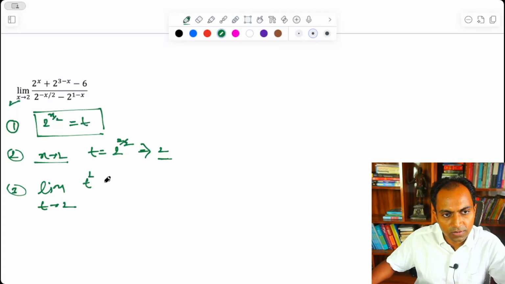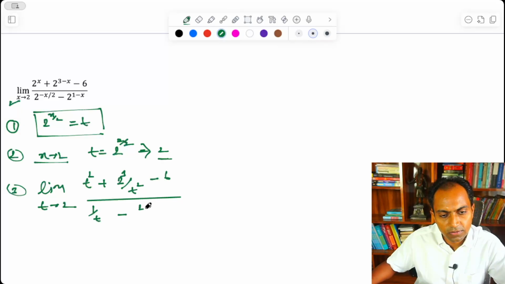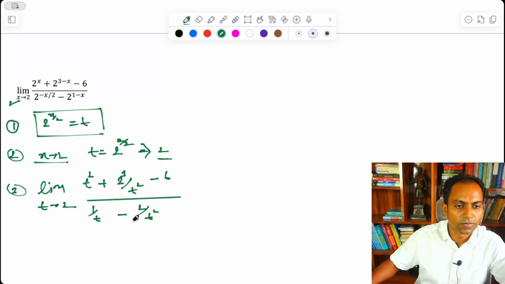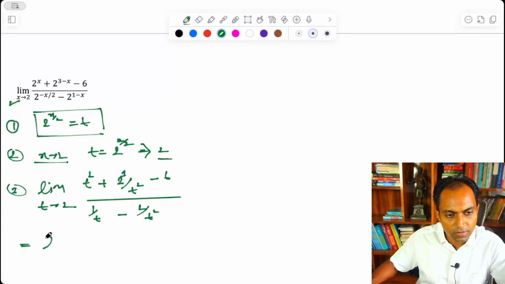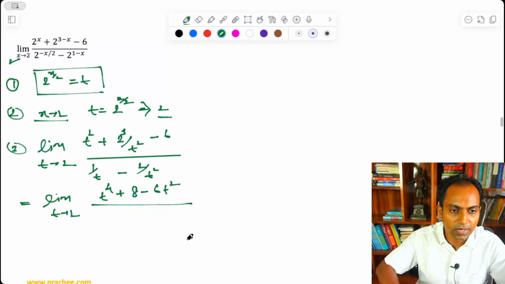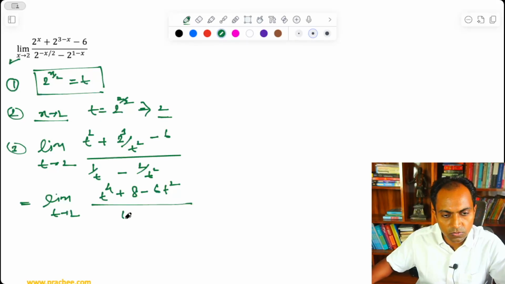This becomes t square. This becomes 2 raised to the power 3 by 2 raised to the power x, that again becomes t square. Then minus 6. And then this can be written as 1 by t minus 2 by t raised to the power 2 raised to the power x will become t square. Now let us simplify and see what happens. So this becomes limit t tends to 2, t raised to the power 4 plus 8 minus 6t square. On the other hand, in the denominator, what we have got is t minus 2.